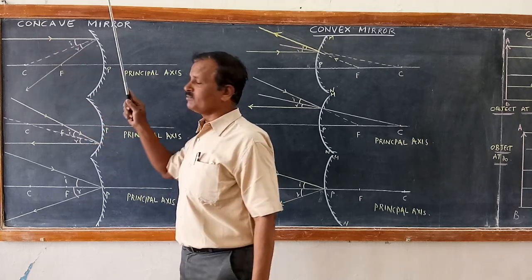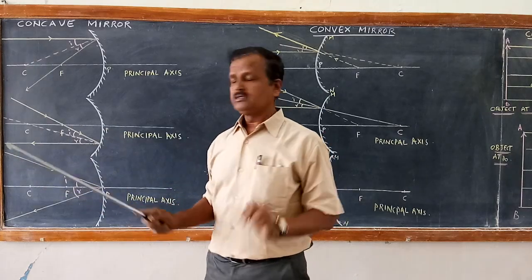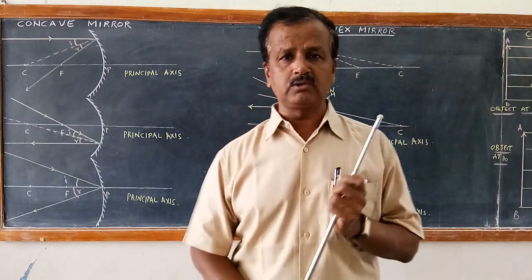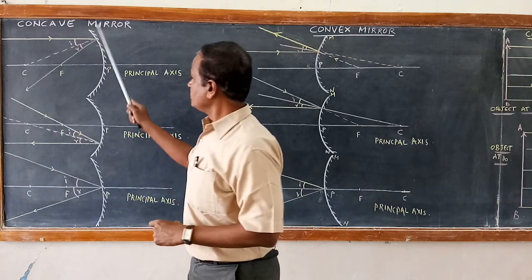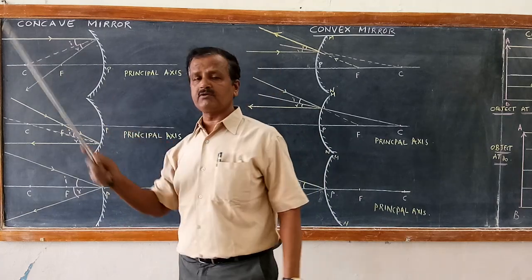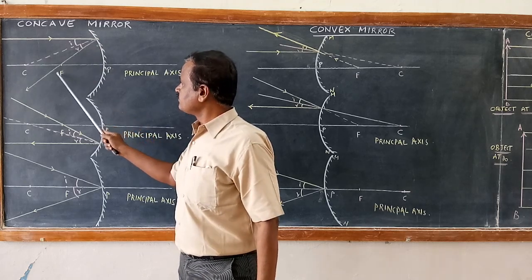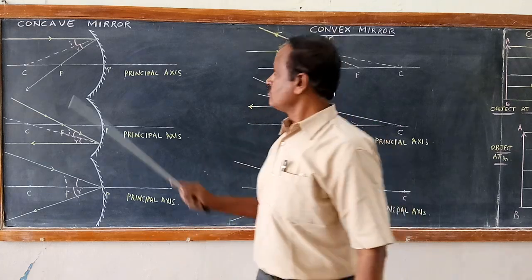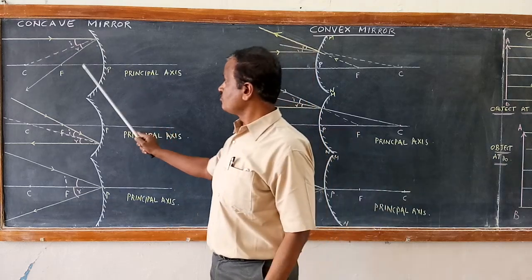The angle of incidence is the angle made by the incident ray with the normal. We know that the angle of incidence must be equal to the angle of reflection. So following that law of reflection, if you draw the reflected ray, the angle of reflection must be equal to the angle of incidence, so this r must be equal to i. If you follow that, definitely the reflected ray passes through the focus. So if the incident ray falls parallel to the principal axis, after reflection it passes through the focus.